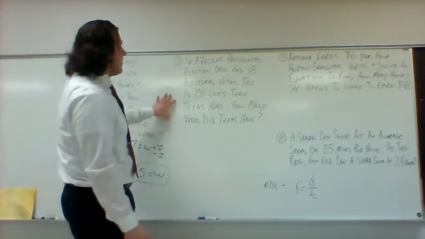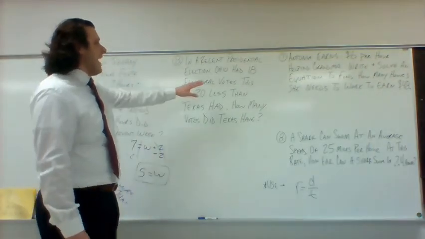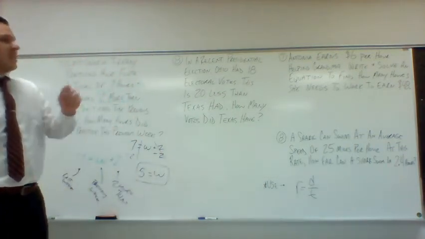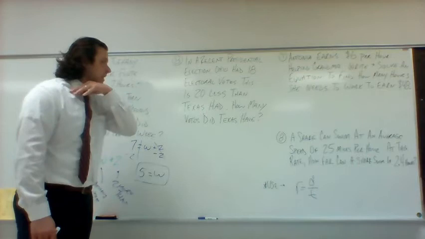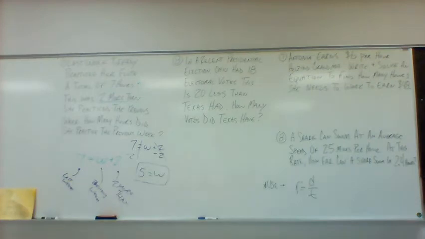It says in a recent, I don't know when this book was published, but in a recent presidential election, Ohio had 18 electoral votes, right? All right, it says this is 20 less than Texas had, right? So how many votes did Texas have, right? Texas. So this one's kind of tricky, right? Because we're kind of working backwards a little bit. And the second part of this is that it says this is 20 less than, right? So the key word in problem 7 was more than, and in this case, it was less than, right? This is 20 less than. So do we know how many Texas had, right?